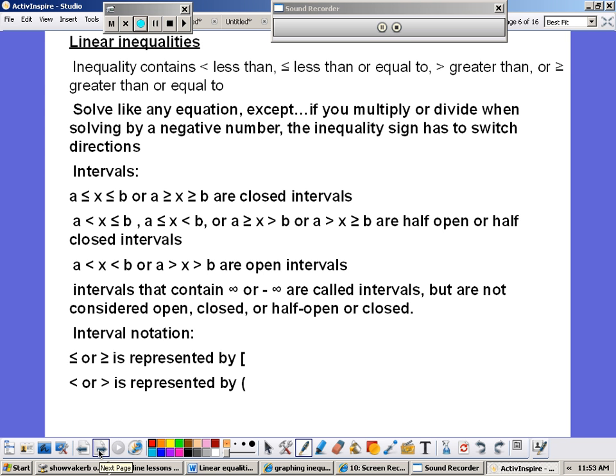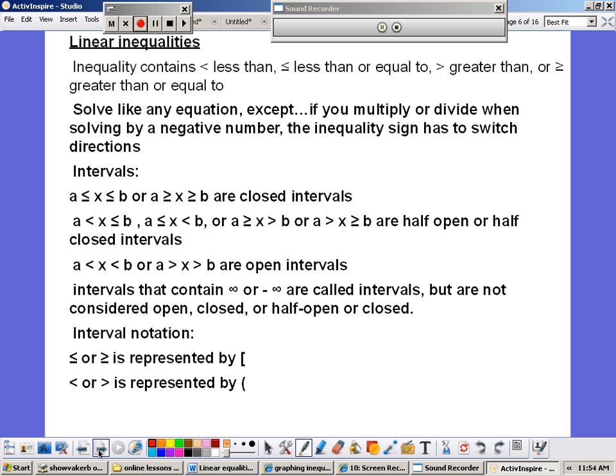Linear inequalities. Inequalities contain less than or equal to, greater than or equal to signs. You solve them like any other equation: distribute, lose the fraction, combine like terms, bring variable to one side, solve. Except if at any point you multiply or divide by a negative number, you must switch the direction of the inequality sign.